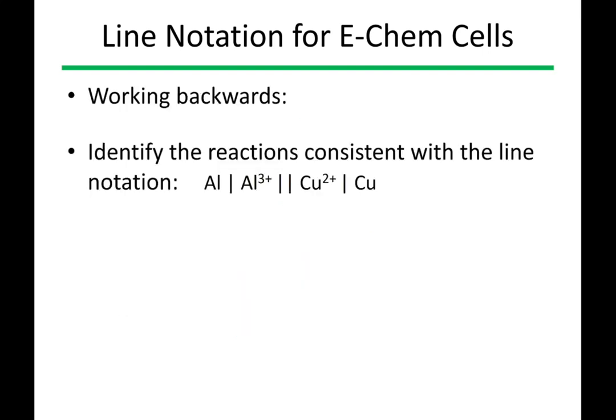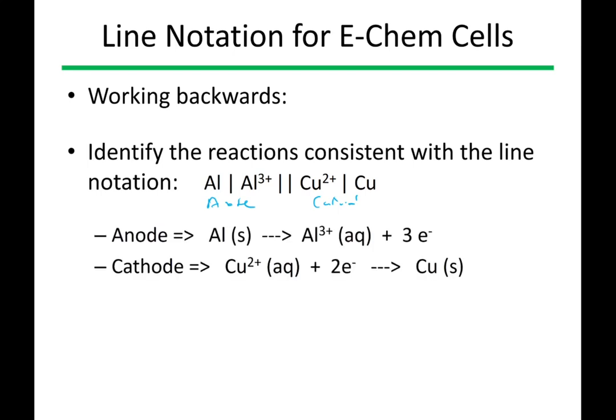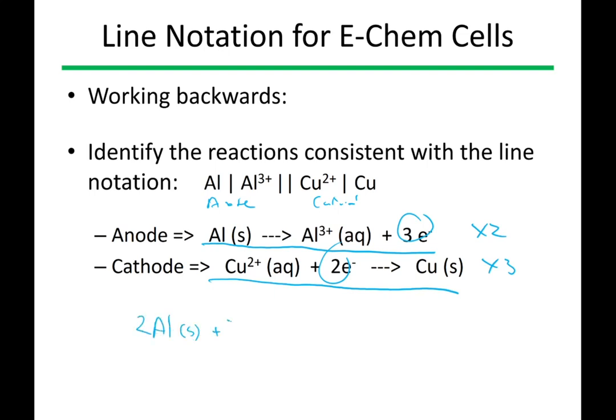If we wanted to work backwards, say we can identify the reaction that matches this line notation. So it's always the anode and then the cathode. And so the anode is always where the oxidation is occurring. So we have to write the oxidation reaction, and the cathode is going to be the reduction reaction. And so to write the combined equation, we have to make the electrons match, so we'd have to multiply this by 3 and this by 2. So we'd get 2 Al plus 3 copper 2+, going to make 2 of the aluminum cation plus 3 copper solid.